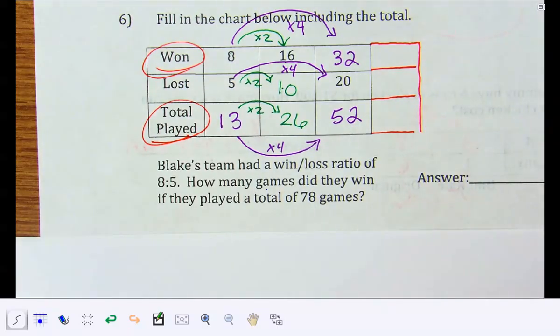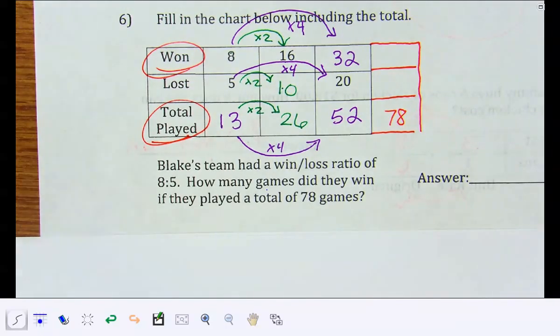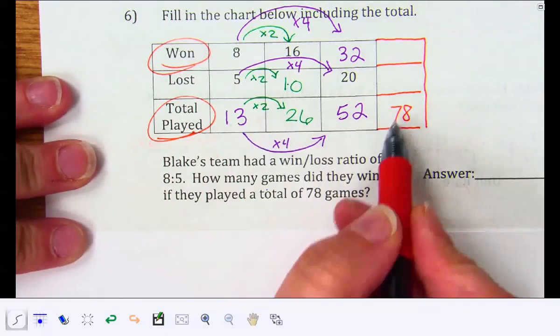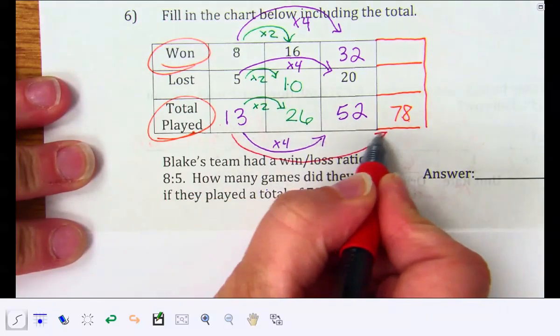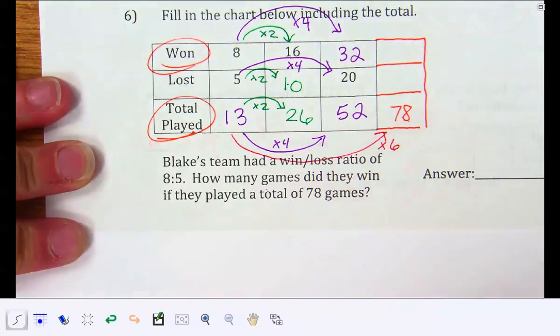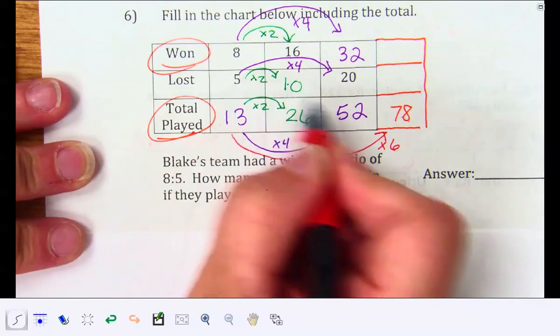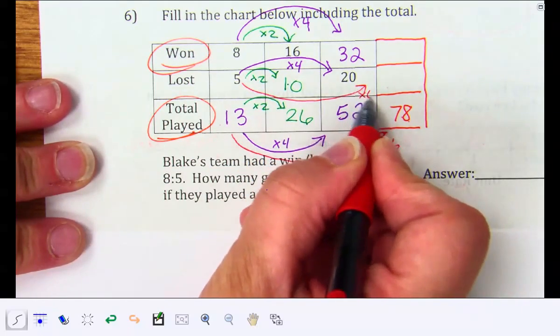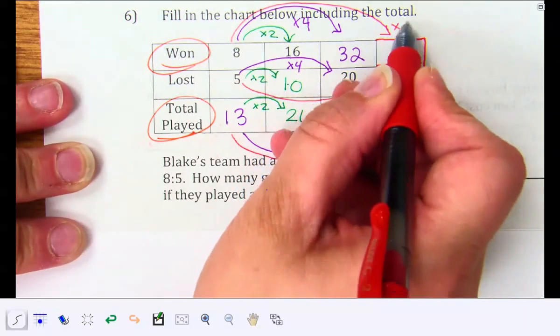So the only part that you actually know there is that you played a total of 78 games. Okay, well, because that's the only number that we actually know, we're going to have to look at this 13 down here in order to solve it, because these are the only two numbers that we have in the problem. So 13 times what will give me 78, and I know that that's 6. So I can fill in the rest of my column by multiplying by 6. 5 times 6 would give me 30. And 8 times 6 would give me 48.